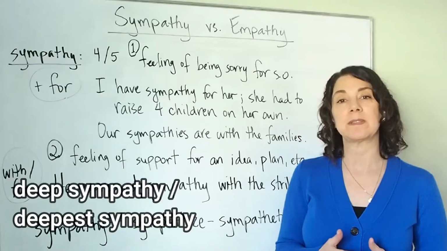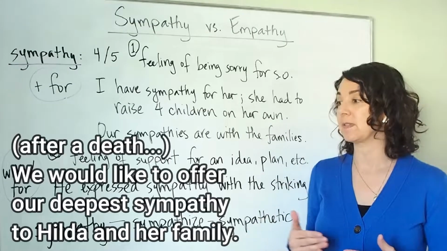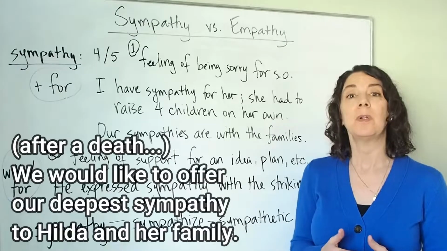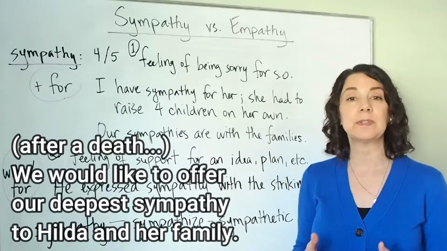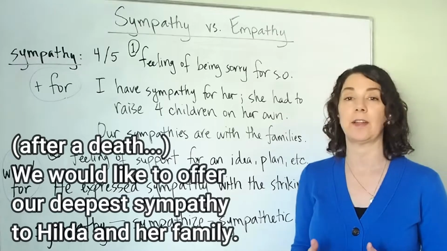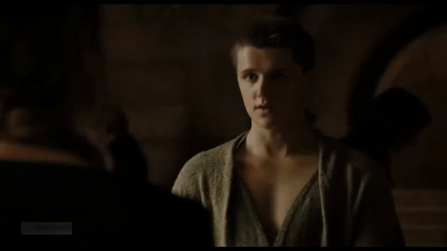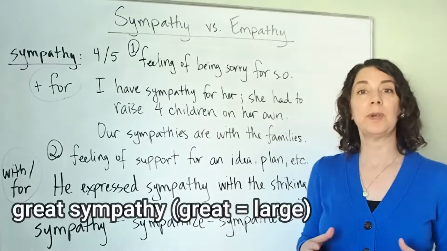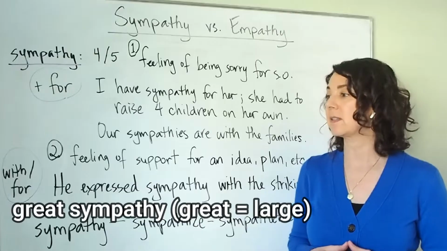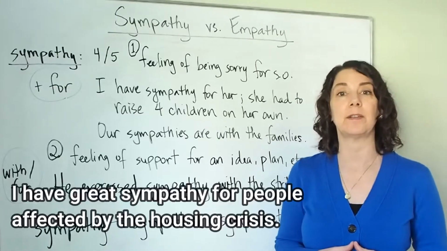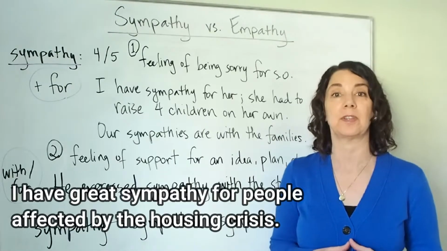For example, when someone is upset after a person's death, we can say, we would like to offer our deepest sympathy to Ilda and her family. My deepest sympathies. Or we can use the adjective great. I have great sympathy for people affected by the housing crisis.